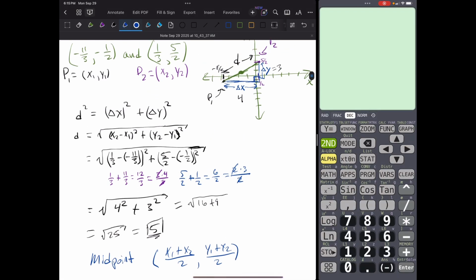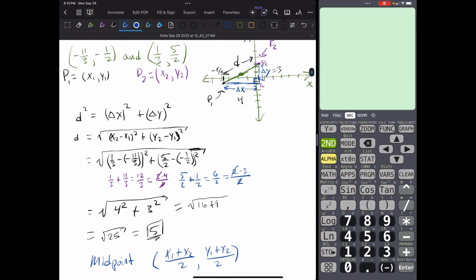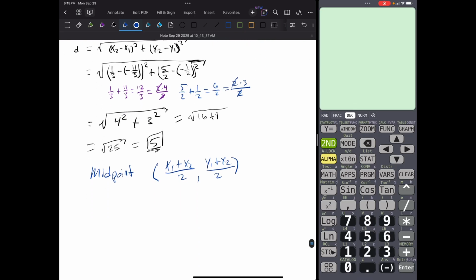Okay, well, what were my x1s and my y1s? Well, my x1, it's what I wrote in black up here in the upper left. So it's the negative 11 thirds would be my x1, and my x2 would be 1/3. And so that'll be negative 11 thirds plus 1/3, and that's all divided by 2. Kind of looks ugly as a complex fraction, but we'll face that in a minute.